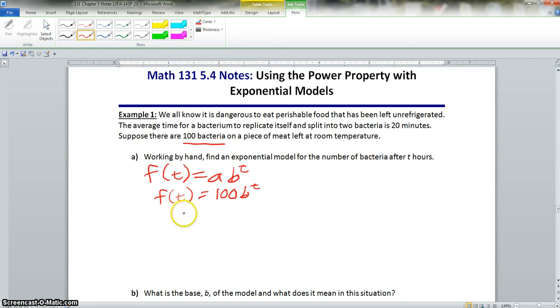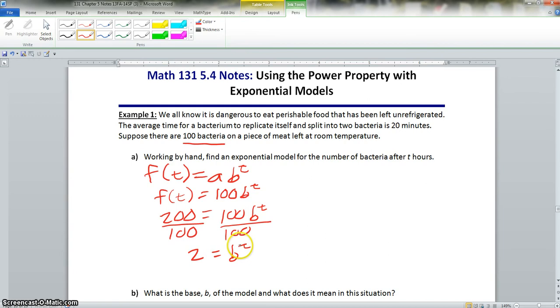Now, remember it says that every 20 minutes it doubles. So after 20 minutes, it would double from this 100 to be 200. So 200 would equal 100 times b to the t power. So now we would divide each side by 100. And we'll have 2 is equal to b to the t.